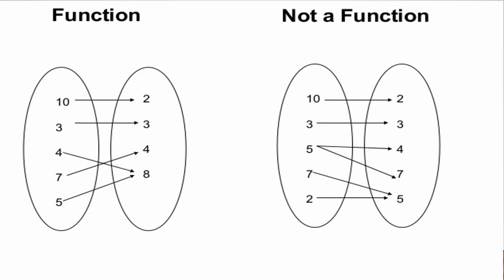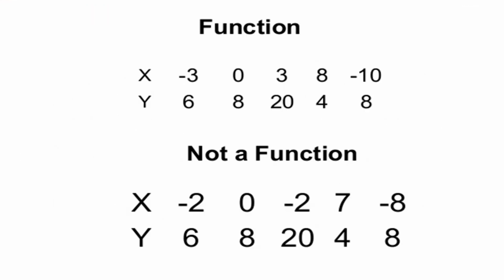Okay? Mapping ulit. So, isi-check lang natin yung ating x kung umulit ba siya. So, sa unang given, hindi po, kaya function. Yung pangalawang given natin, not a function. Kasi si 5, dalawang beses nakipag-pares ni 5 and 4, tsaka 5 and 7.